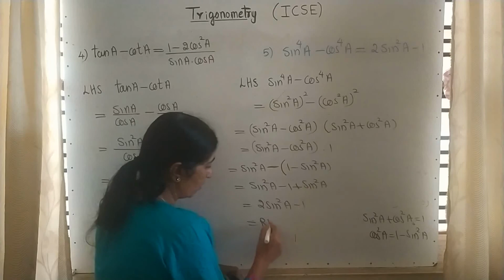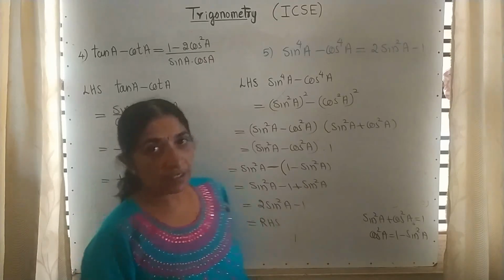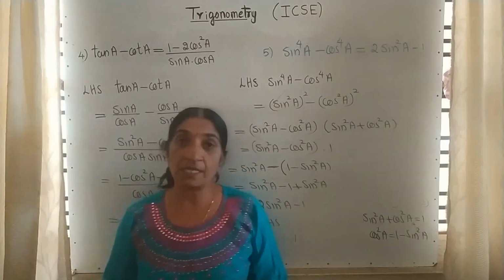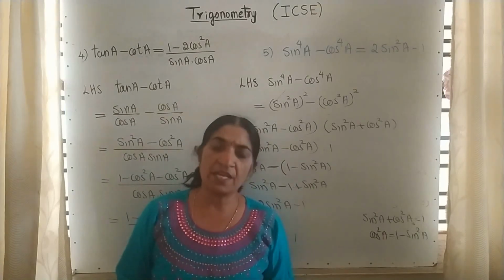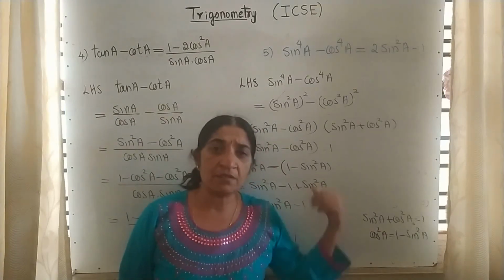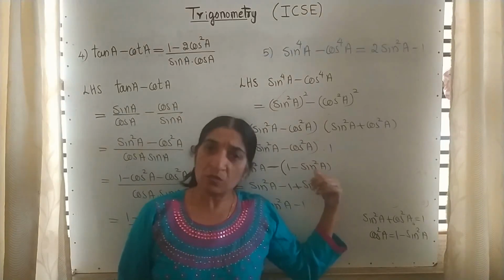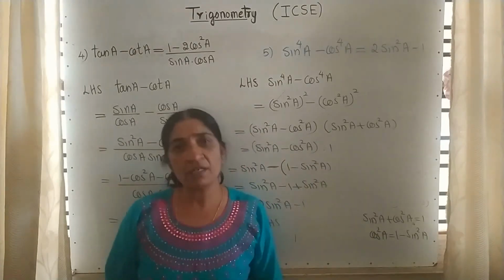So this is the RHS. Like this, with the help of basic ratios of trigonometry and basic identities, we can solve all the examples like these. So in the next class, I am continuing with the next examples.